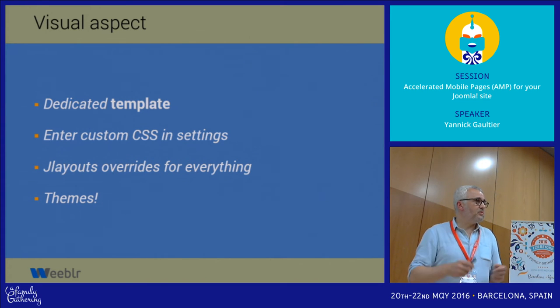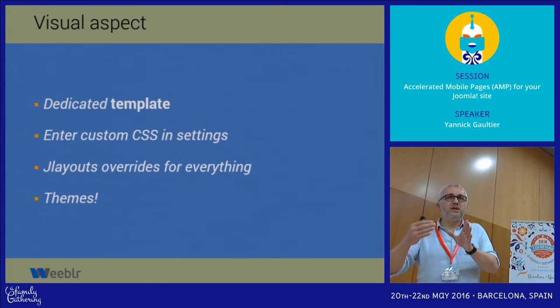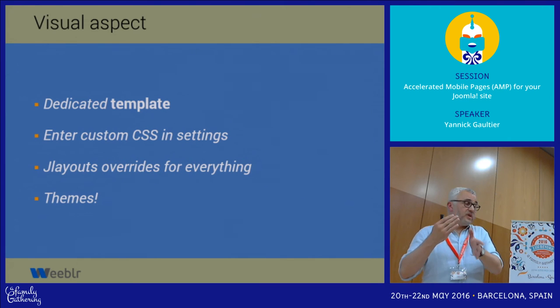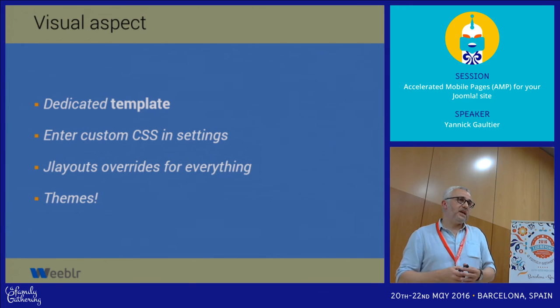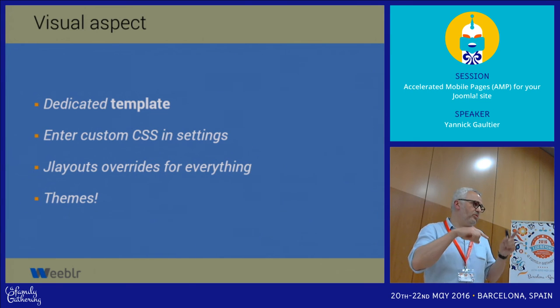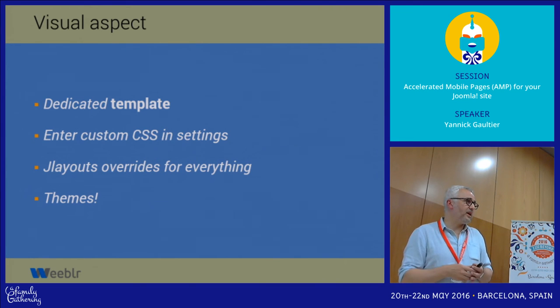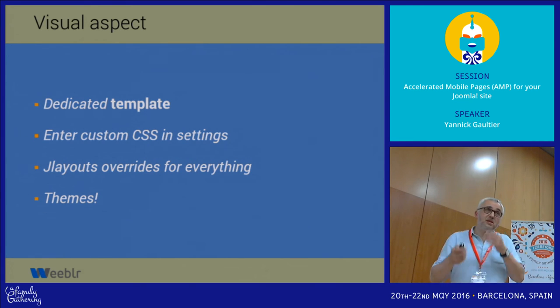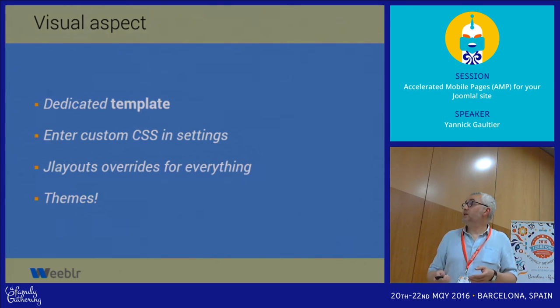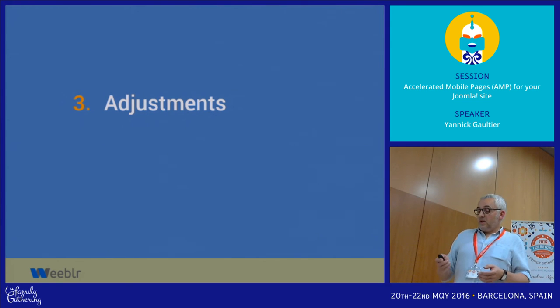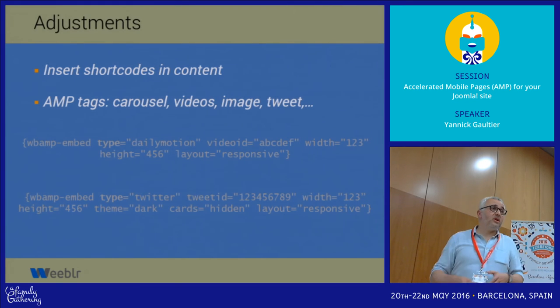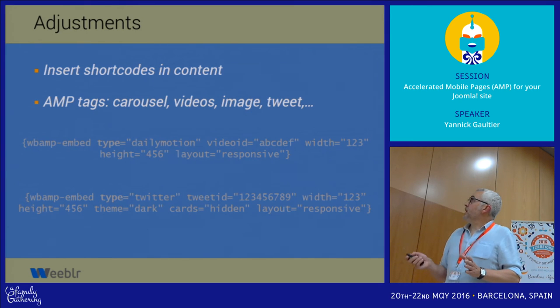It's done. Okay, so you're going to have the ability to select a theme and have your AMP page change aspects. Themes are customizable, so you can change colors, change font size, etc. from the backend. So it starts to become pretty flexible in terms of visual aspects. And that's when everything is okay. But usually you will also, to be honest, have some adjustments to make.